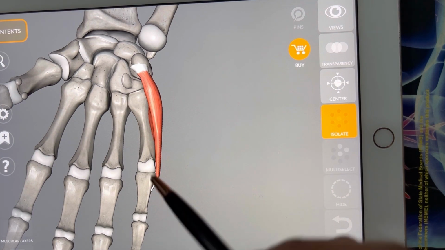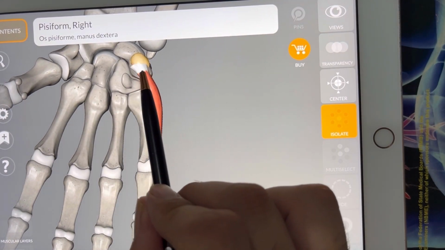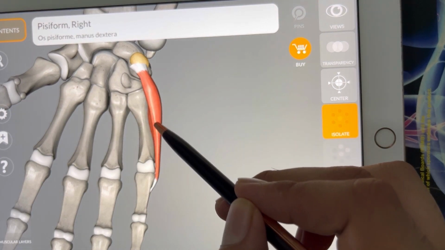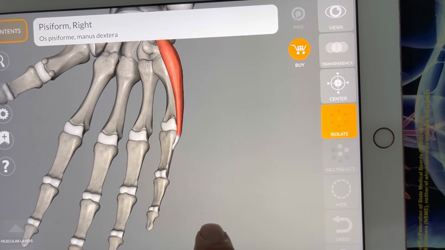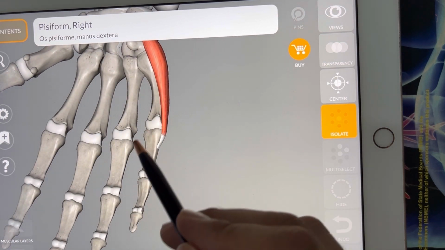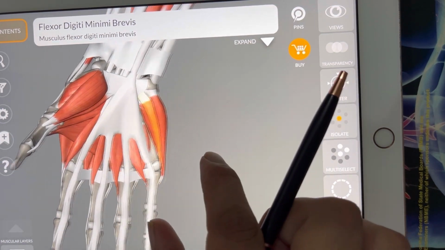So student, this muscle originates from the pisiform bone. This is the pisiform bone, and this muscle runs inferiorly and inserts into the base of the proximal phalanges of the little finger. Now student, the flexor digiti minimi brevis muscle.